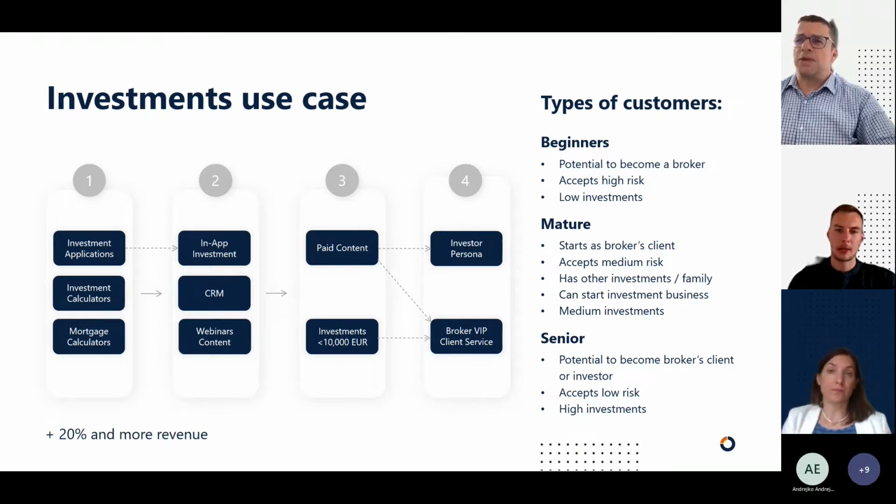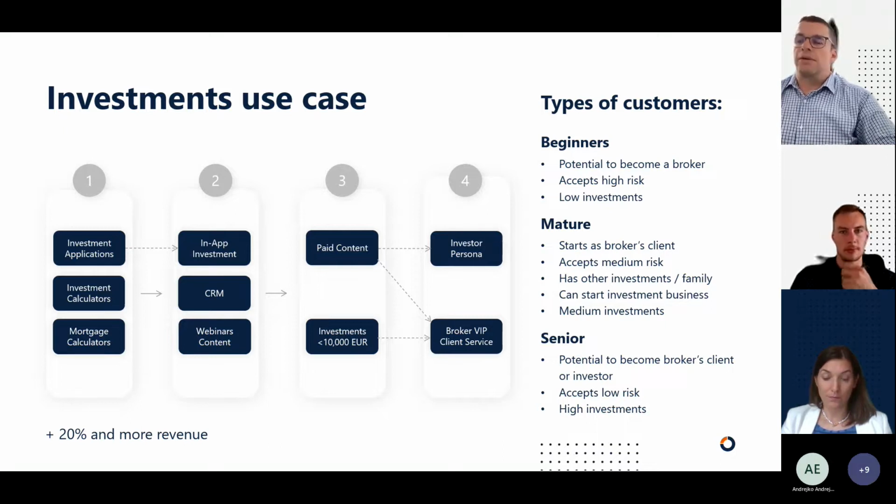And as you see in an investment use case, there are several steps. In step one, it's a kind of customer journey when you invest, either into the application, or you can also try to invest firstly through a website and try to calculate your investments and your revenue on some kind of calculators, either a mortgage or investment calculator.